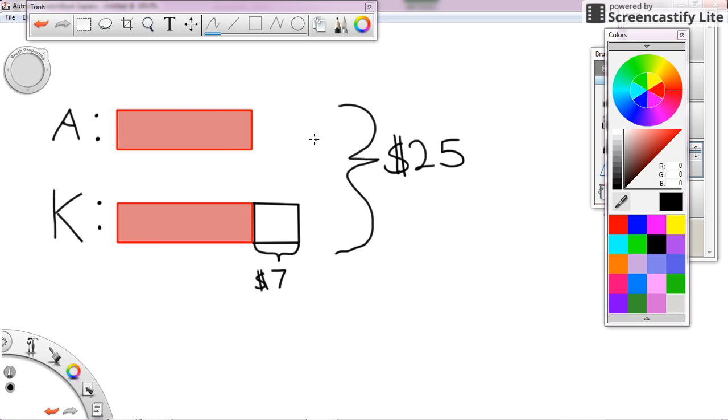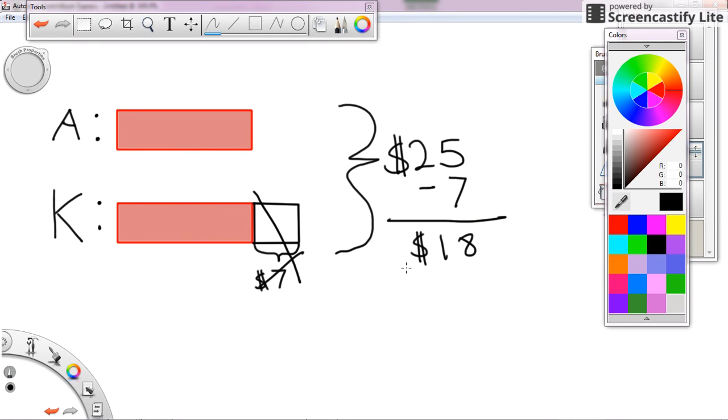Now, how am I going to solve to find how much is in this red box? That's what I want to do. Well, what I would do is I want to take this $7 off. And the reason why is because if I take this $7 off, I'll have two equal pieces. So I'm going to take this $7 off by subtracting it off both sides. When you take this $7 off, there's going to be $18 here in these two equal pieces. So what must each piece be equal to?